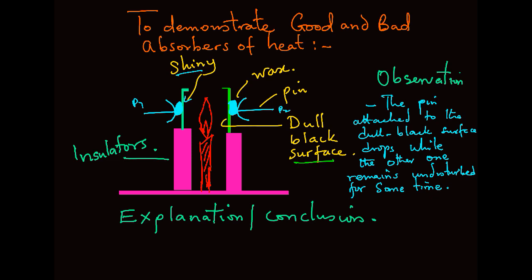The explanation to this is that though the amount of heat received by the surfaces is the same, the black surface absorbs more heat than the shiny surface. Dull black surfaces are therefore better absorbers of heat.